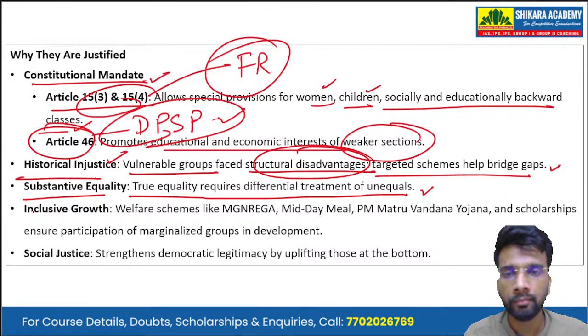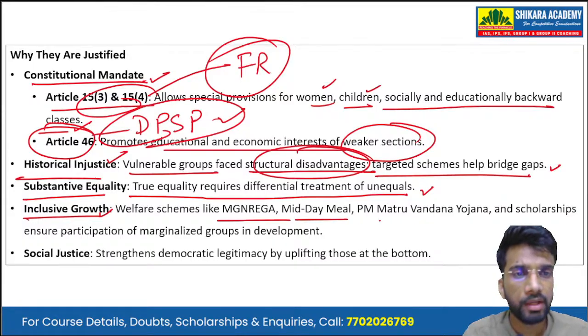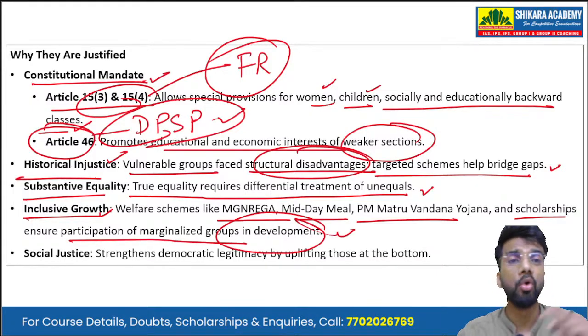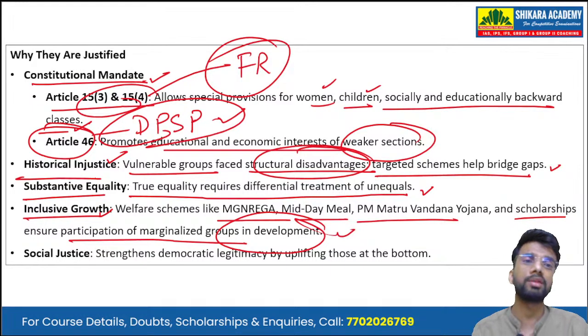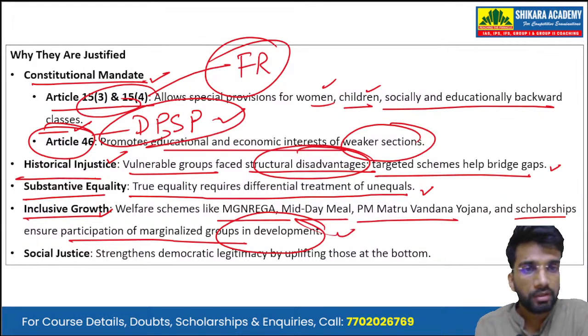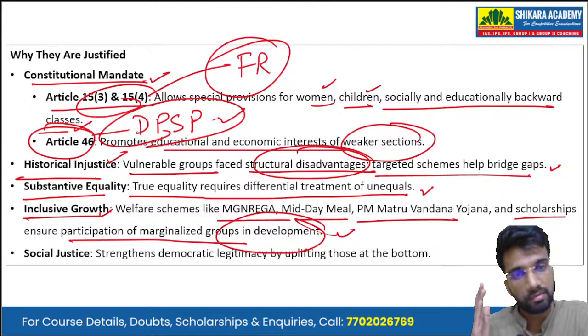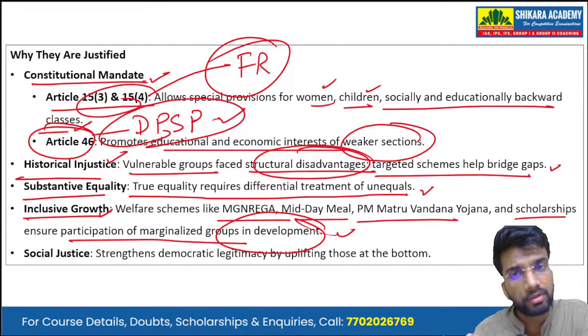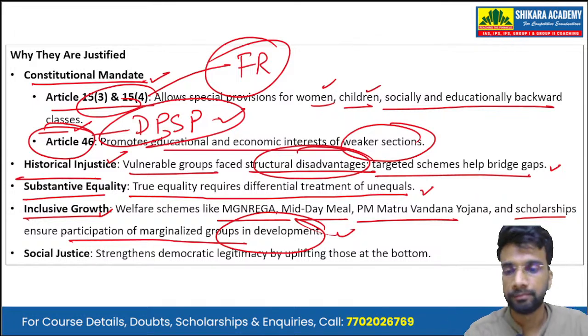Then there is the inclusive growth concept. Welfare schemes like MGNREGA, the midday meal, the PM Matru Vandana Yojana and scholarships ensure the participation of marginalized groups in the overall development process. And as a nation, the state and the government are targeting overall inclusive development, not just rapid economic growth, but inclusive growth as well.